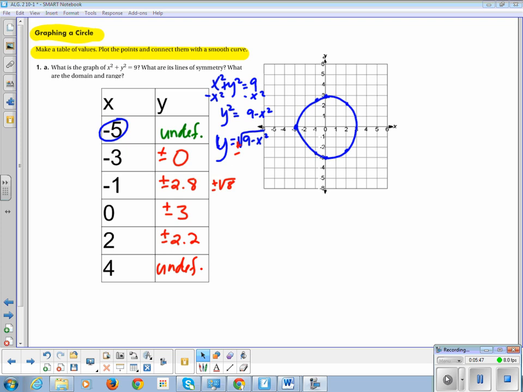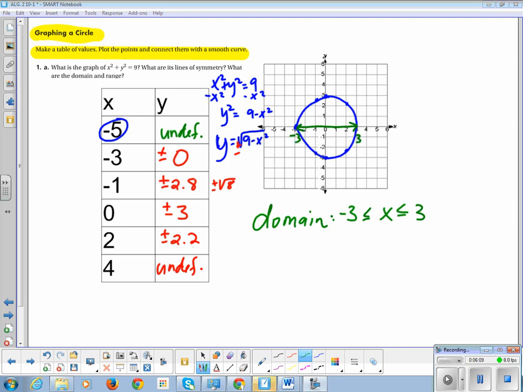Okay, so let's look at the domain and range of this. Our domain, we found out, it's our x values that are greater than or equal to negative 3 and less than or equal to 3. And then our range, if we look here, our range are these values. It's anything y greater than or equal to negative 3 and less than or equal to 3.